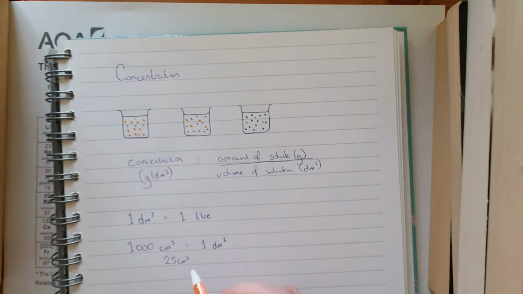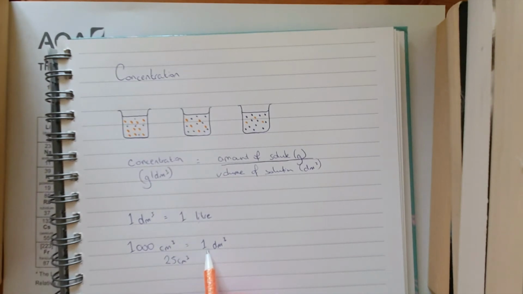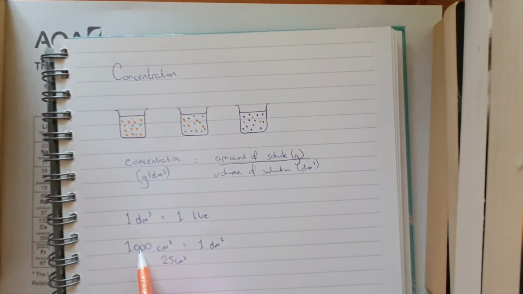How could I change that into decimeters? What could I do? So I know that centimetres are smaller than decimeters, and I know that there's 1,000 centimetres cubed in 1 decimeter cubed. So what would I do to 25 centimetres cubed to make it into decimeters? Okay, so it needs to be something to do with 1,000.